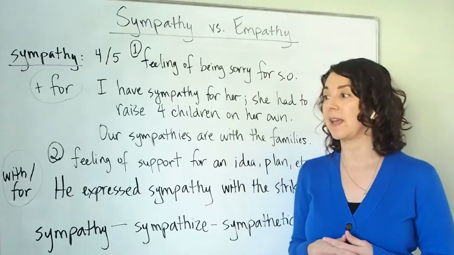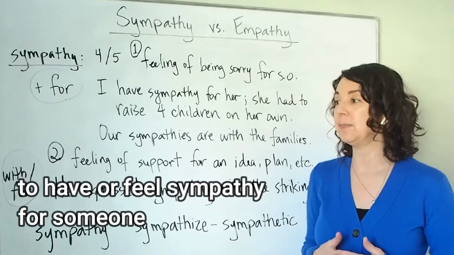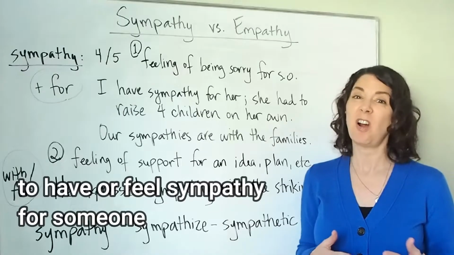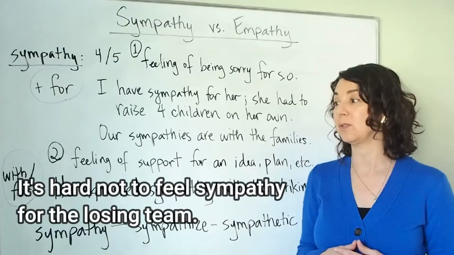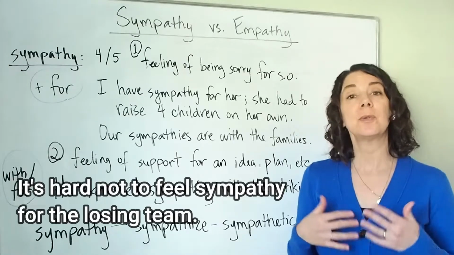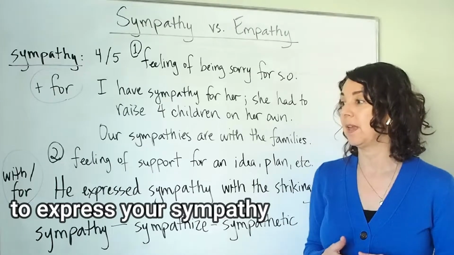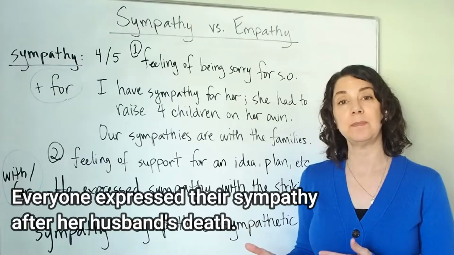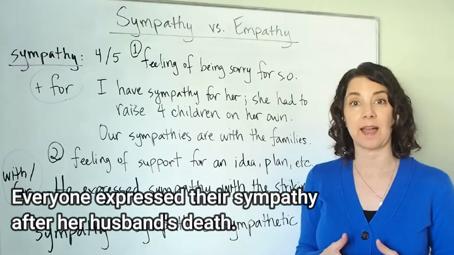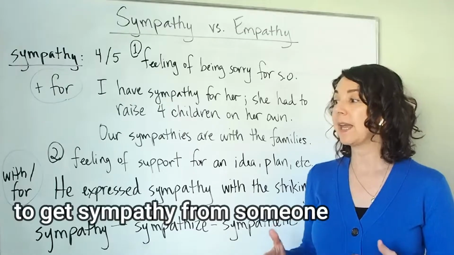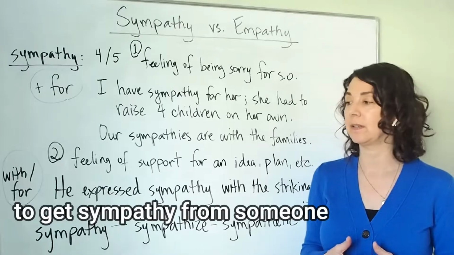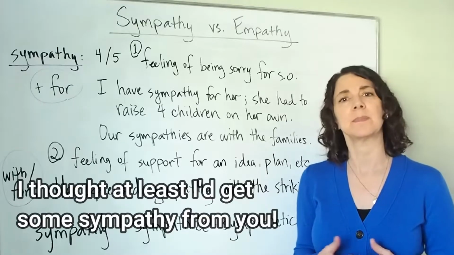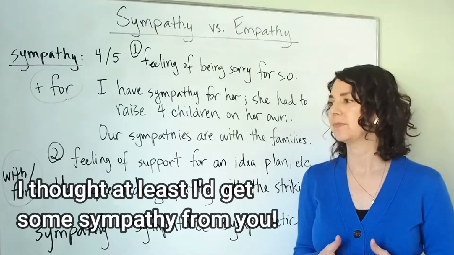For example, we can say to have or feel sympathy for someone. It's hard not to feel sympathy for the losing team. To express your sympathy. Everyone expressed their sympathy after her husband's death. I wanted to express my sympathies. To get sympathy from someone. I thought at least I'd get some sympathy from you.